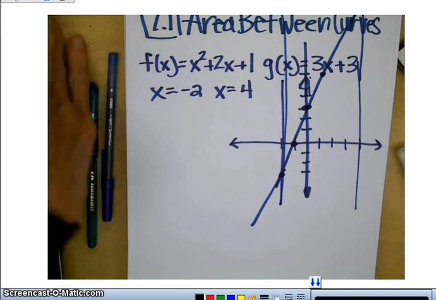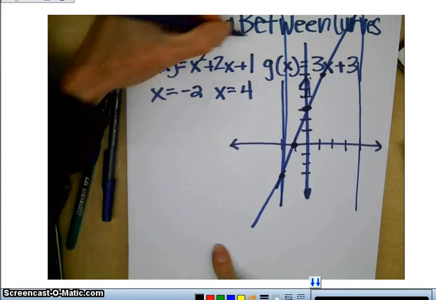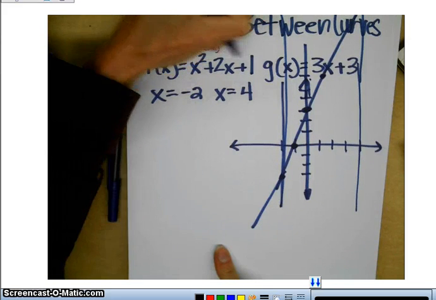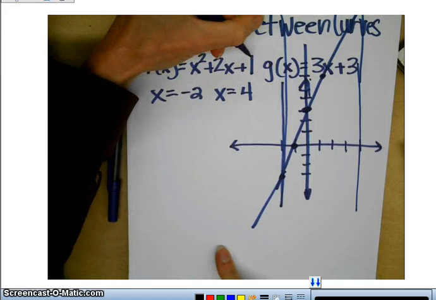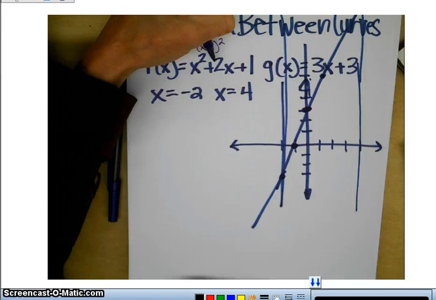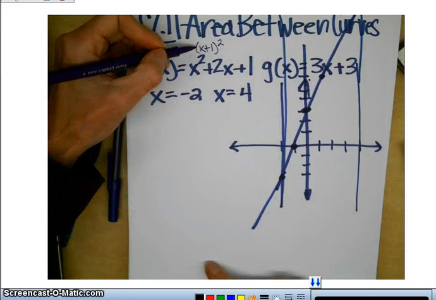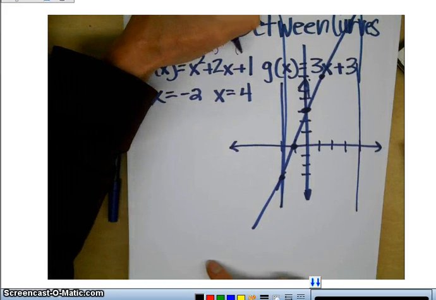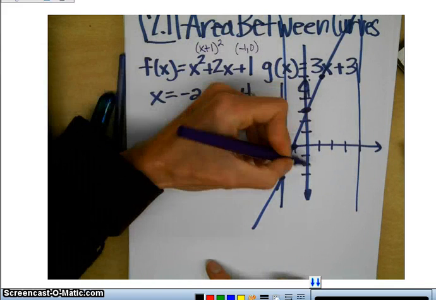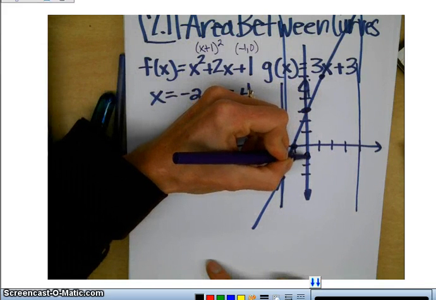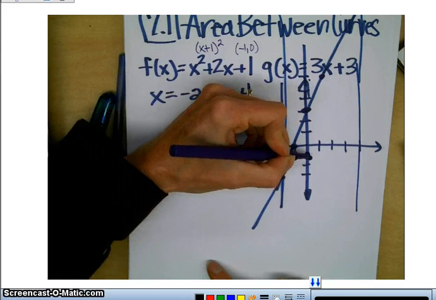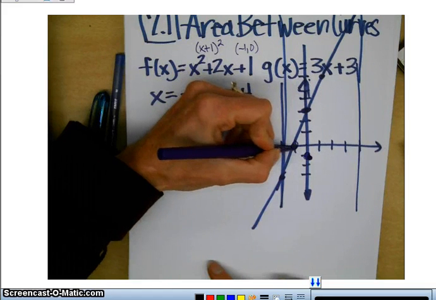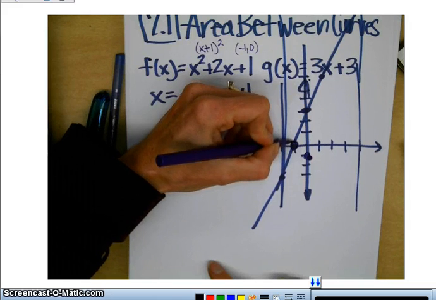Well, that parabola factors as x plus 1 quantity squared, because 1 times 1 is 1, and 1 plus 1 adds up to 2. So I can factor that. It's x plus 1 squared, which tells me that the vertex would be at -1, 0. So the vertex of that parabola is at -1, 0, right here.